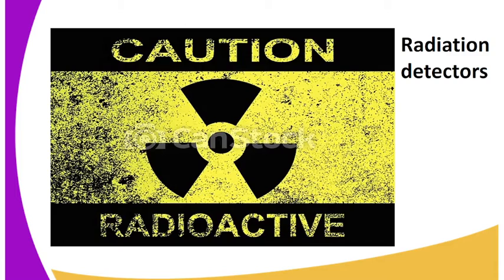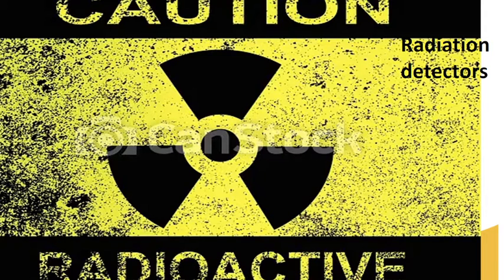We have various radiation detectors because you can come to a place where you see such a sign. That means there is radiation around that area, and this is a warning sign to tell you that you should not cross that place without some kind of protection. Therefore, radiation can be detected. Since you cannot see radiation with your naked eyes, there are some instruments that we use to detect radiation.